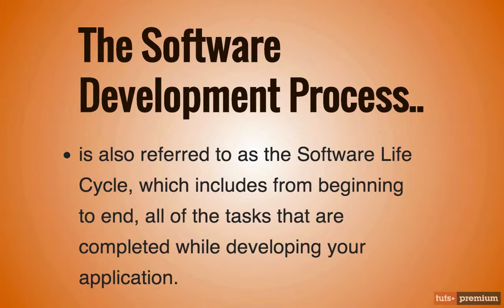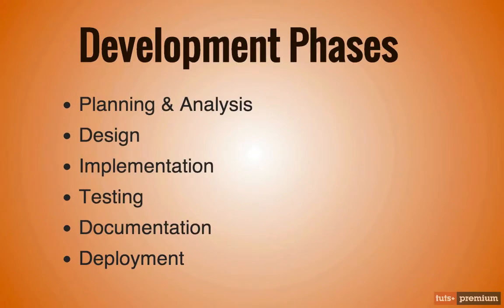Now, the software development process is also referred to as the software lifecycle, which includes from beginning to end all of the tasks that are completed while developing your application. These tasks can be broken down into multiple different development phases. We have planning and analysis, design, implementation, testing, documentation, and then deployment.